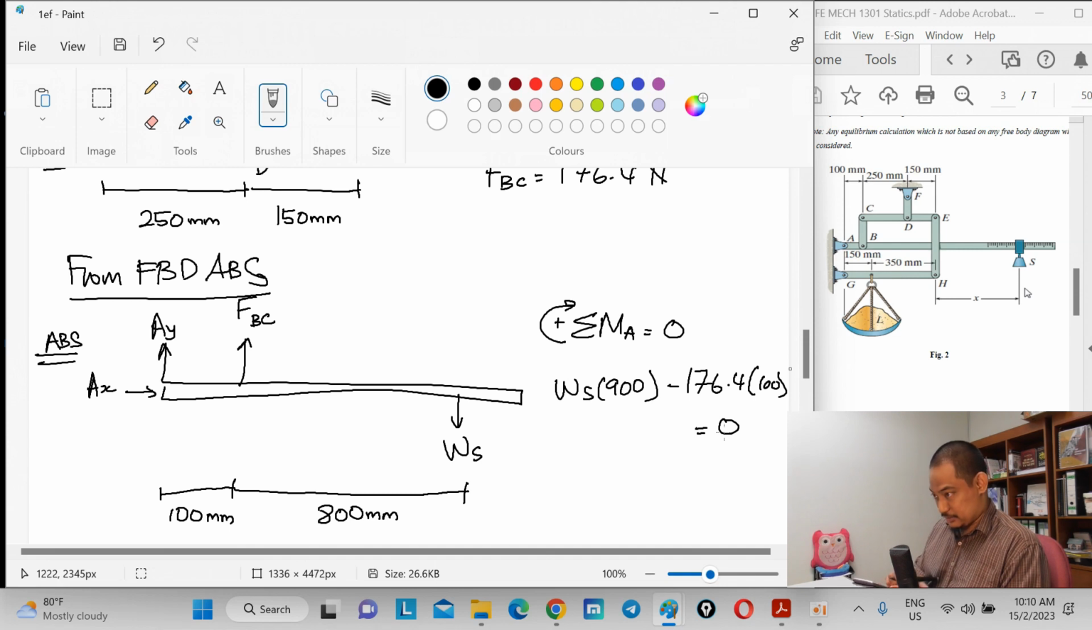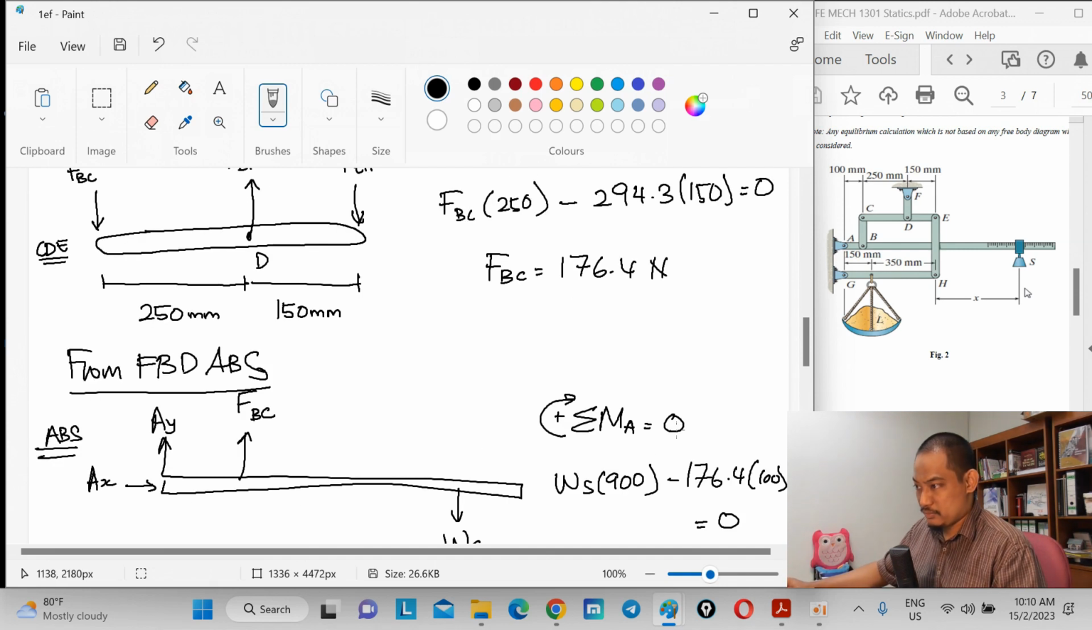176.4 times 100 divided by 900. 19.6. This one I rounded up. Oh no. 294.3 times 150 divided by 250. Wait, what? Where did I get this number? Okay, this number is wrong.